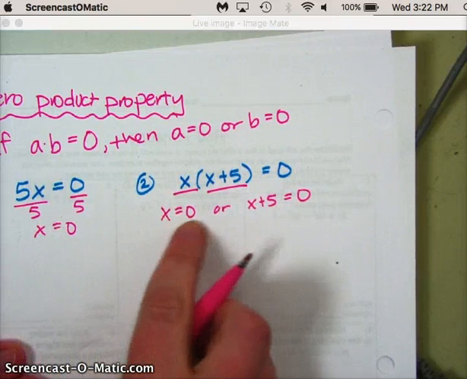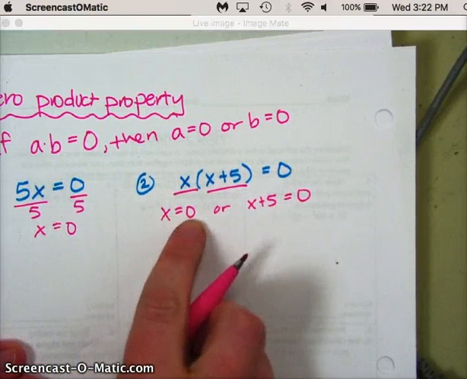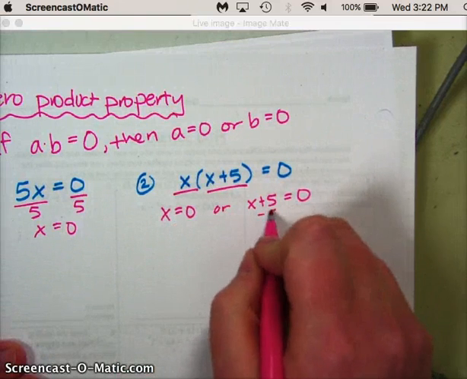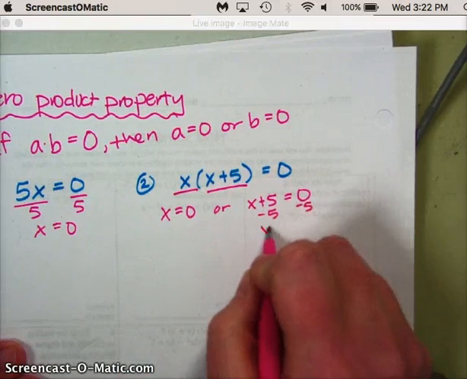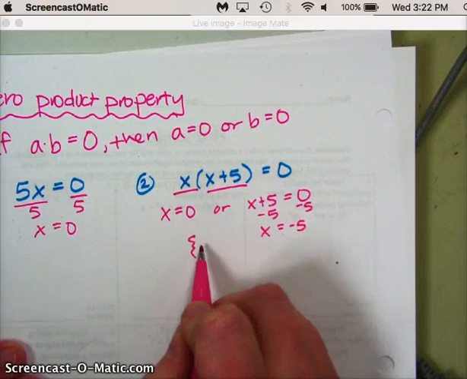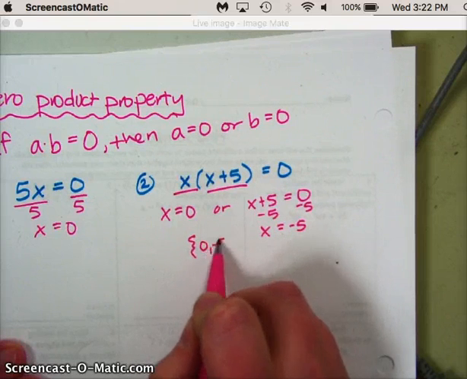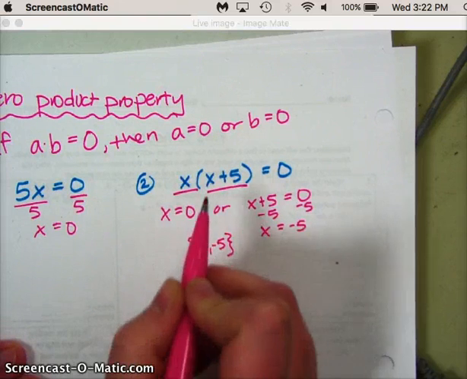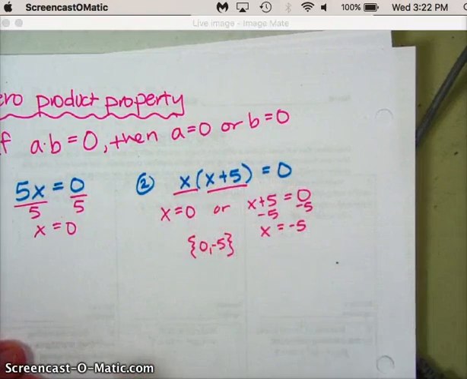Okay, x equals 0 is done. We can't solve anything with that. But x plus 5 equals 0, we would subtract 5 and get x equals -5. So we have a solution set of 0 and -5. Okay, so there's two values that we found that would make this equation true.